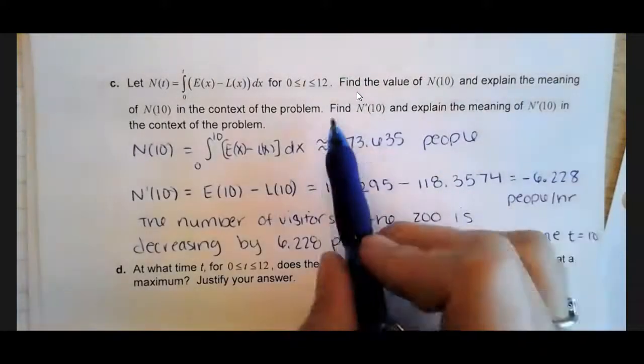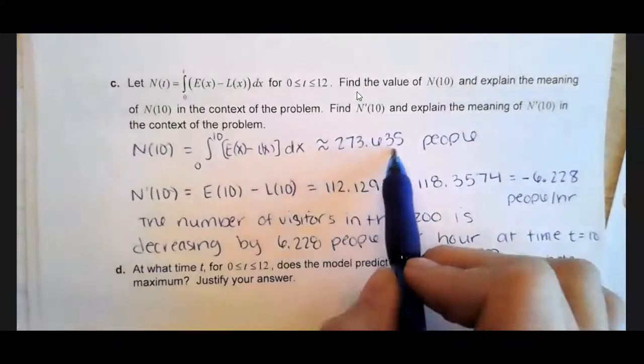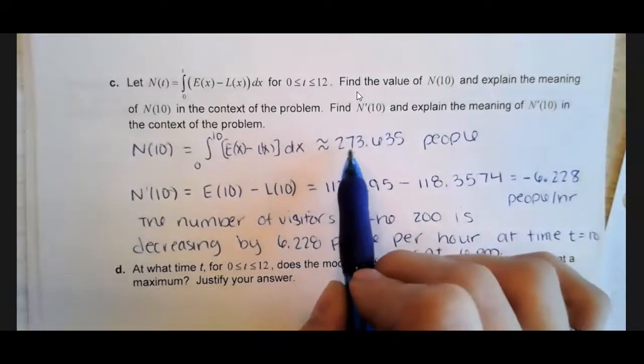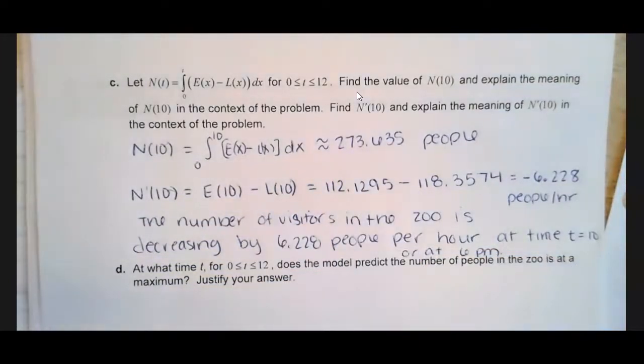And in terms of the previous example, this means that at 6 p.m. there are 273.635 people in the zoo.